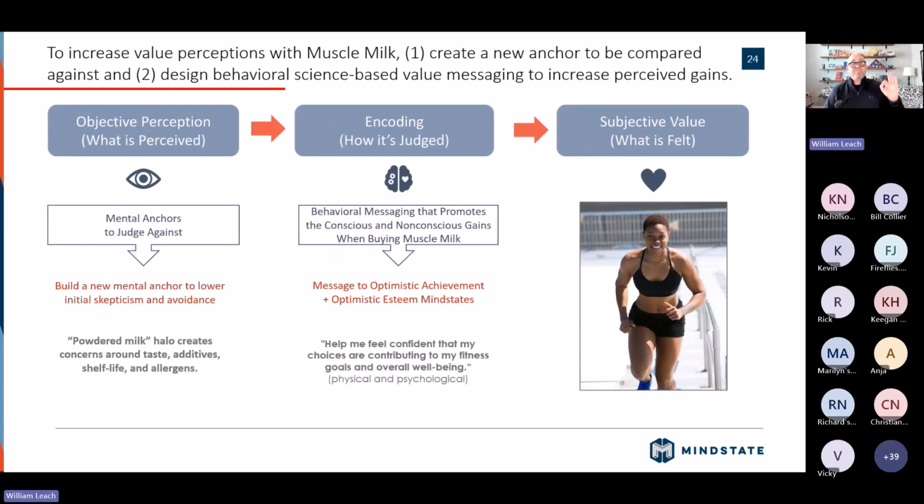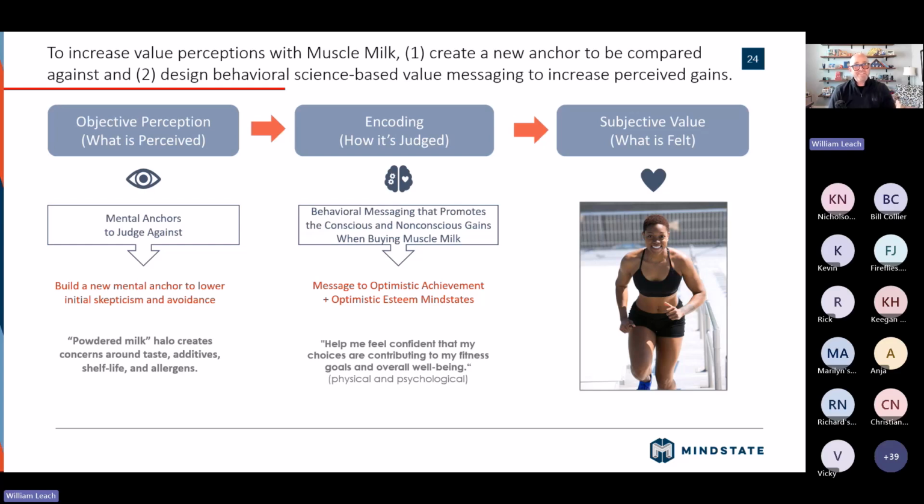So let's talk about the value perceptions. Ultimately, if you want to increase value perceptions with Muscle Milk, create a new anchor. Remember, in the first 1/20th of a second, there's an initial anchor. In this case, we found a little bit of an avoidance response with that initial anchor. Within the first 1/20th of a second, it's not a horrible avoidance response, but the idea of powdered milk comes to mind.